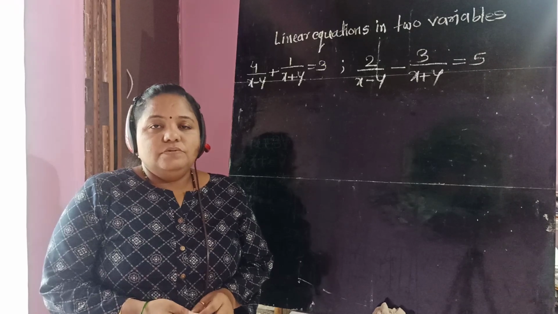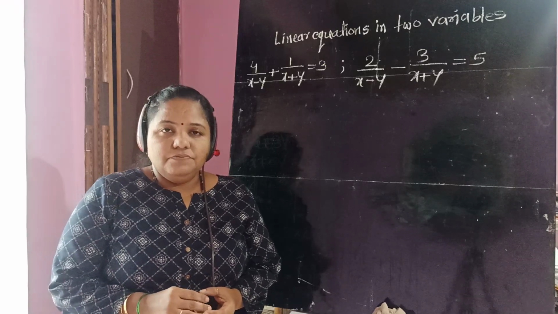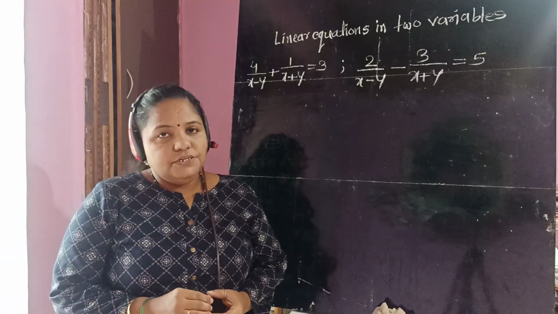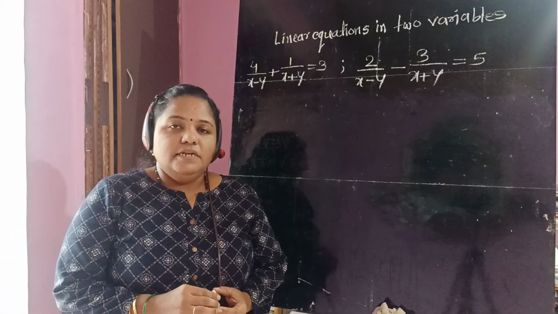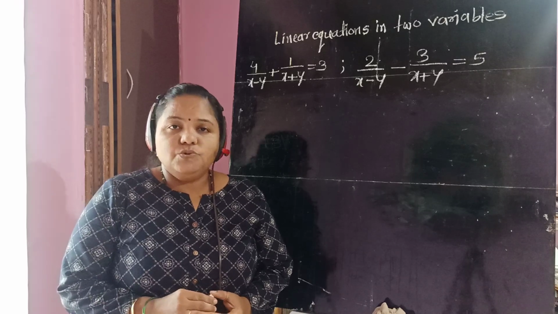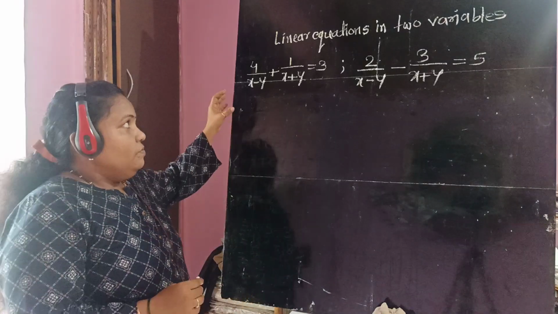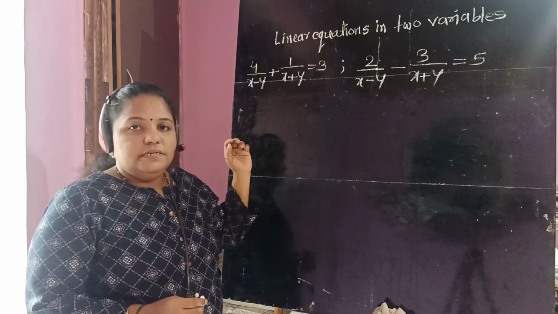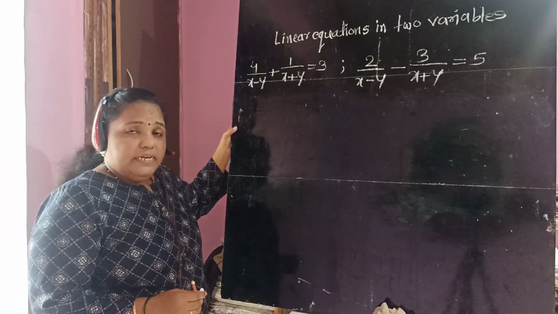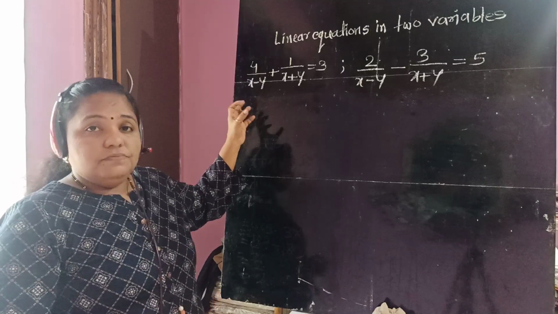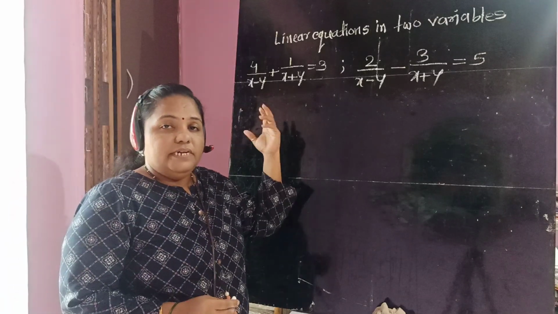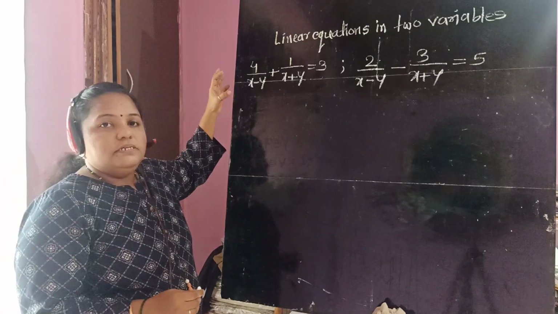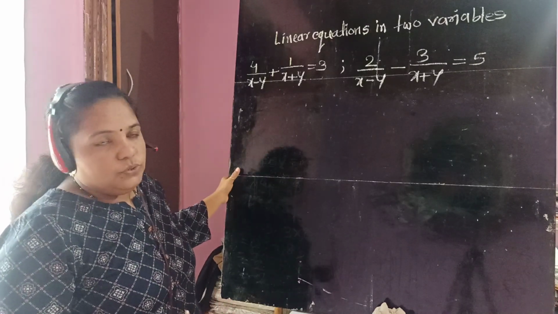Now in this video we are going to learn about some equations which are not linear equations, but we can reduce them into linear equations in two variables. First of all, look at these two equations. They are not linear equations, but can we reduce them into linear form? Yes, we can reduce them into linear equations in two variables.